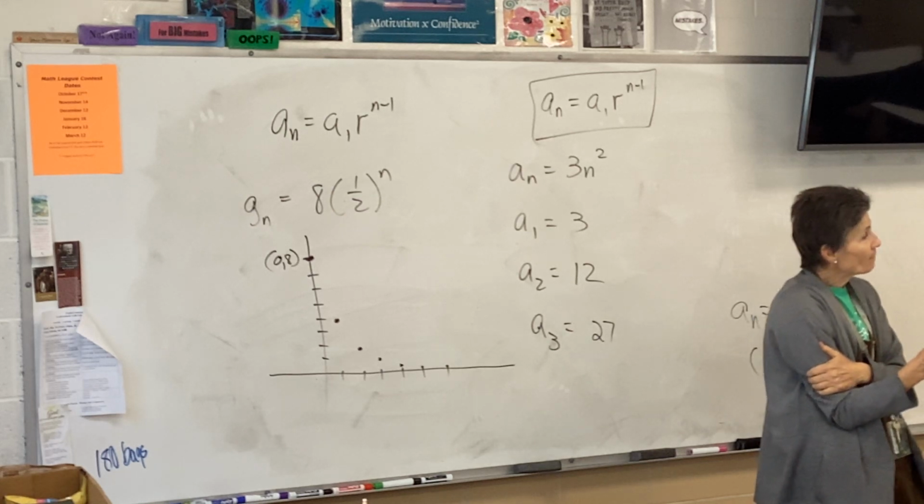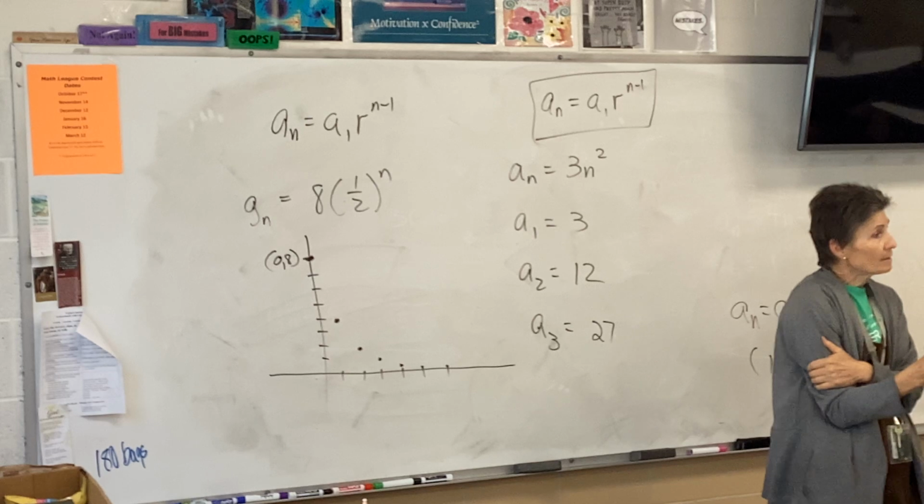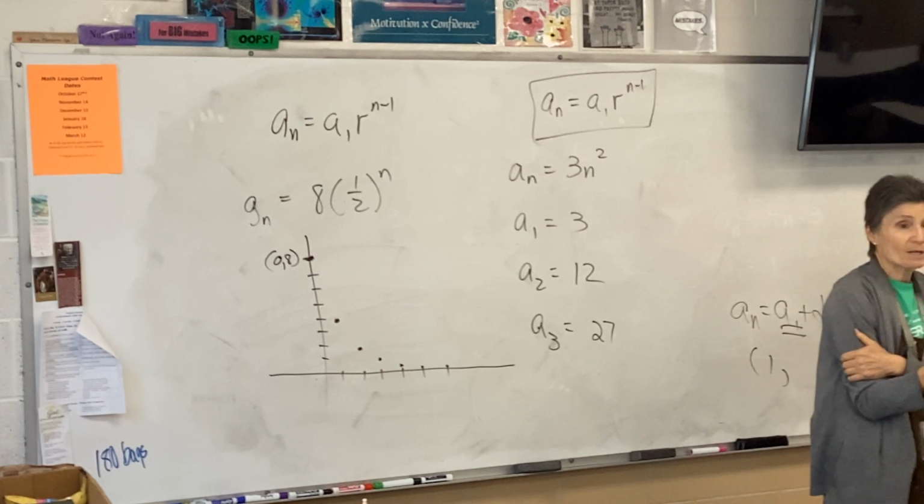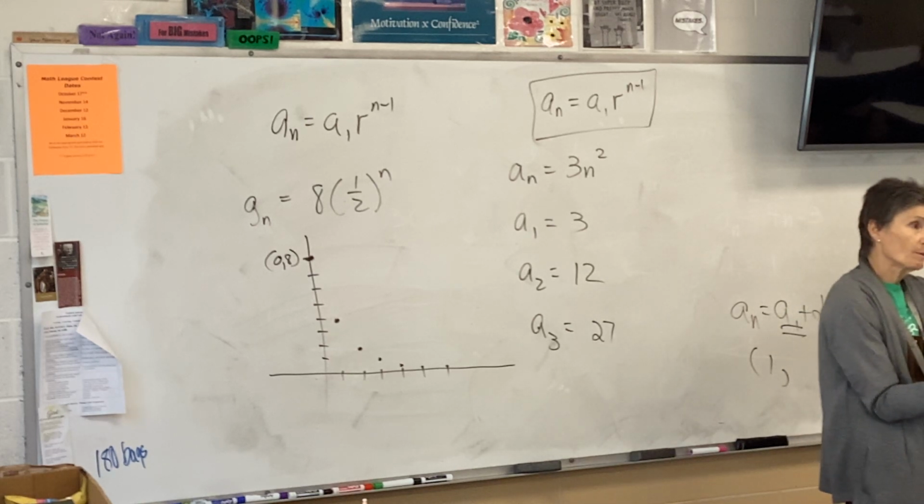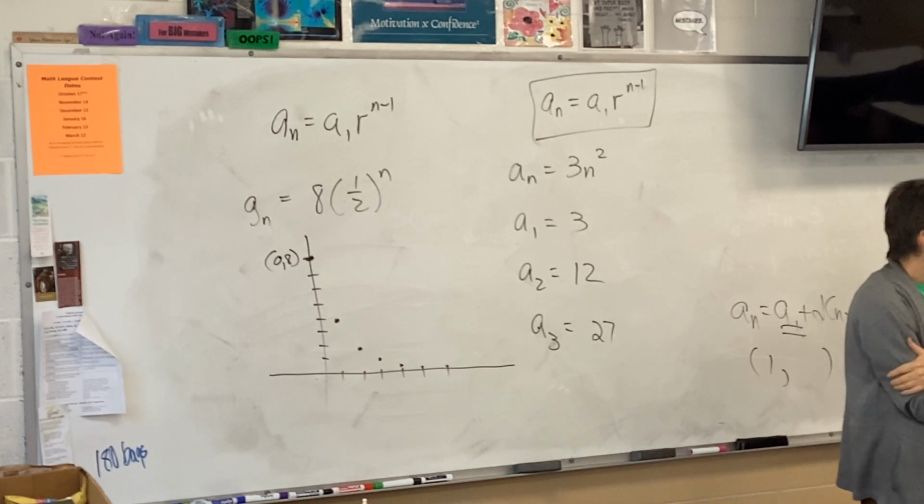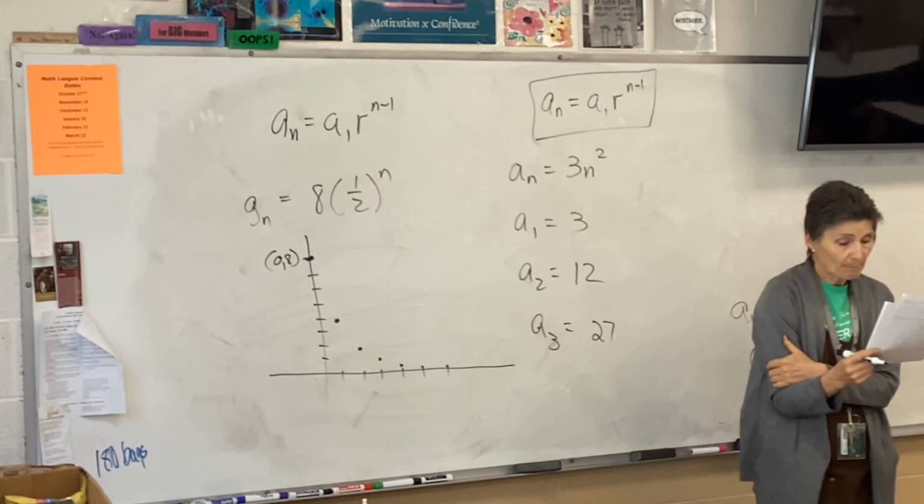Yep, and the common ratio is? Negative 1/2. When your common ratio is negative, your terms are going to flip back and forth between positive and negative. All right, example 7.